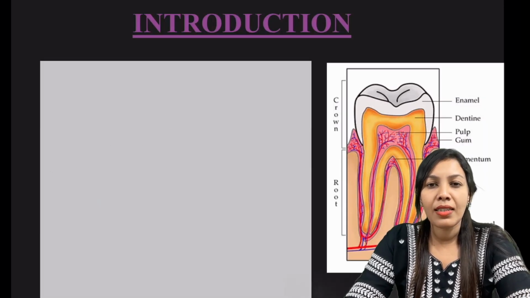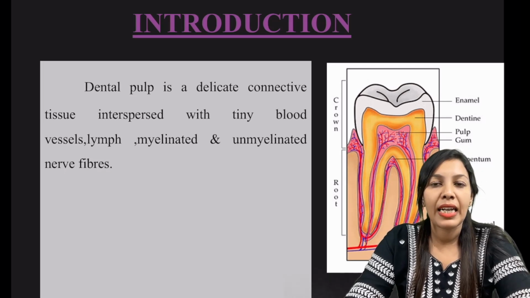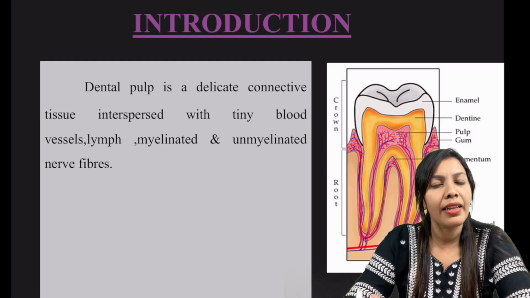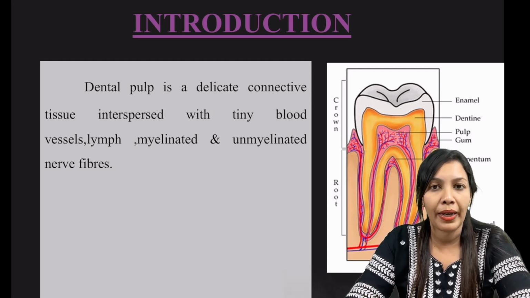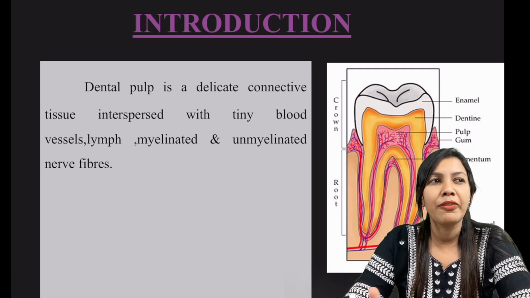Pulp is a delicate connective tissue enclosed within enamel and dentine, and there are large amounts of blood vessels, lymph, and unmyelinated and myelinated nerve fibers within this closed space. Any insult to the pulp, which might be in the form of physical, chemical, or biological effects, might bring about a change or inflammation of the pulp, and that is called pulpitis.